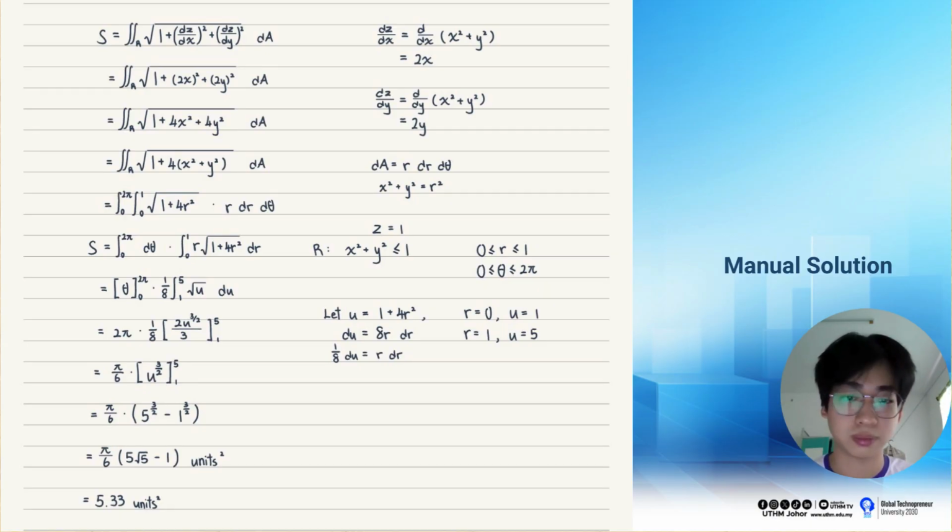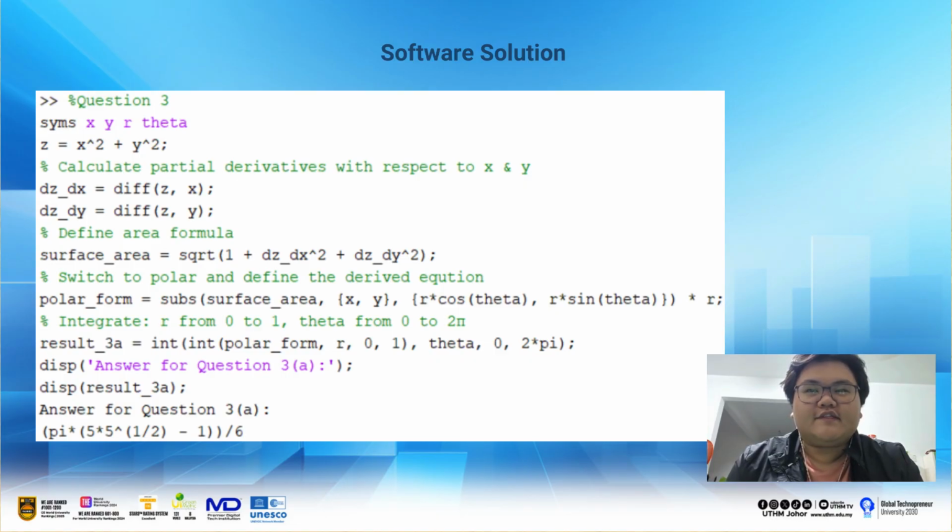5.33 units squared. For question 3, our first step is to declare the variables that we need to use for this question, which are x, y, r, and theta. The next step is to define our z equation, and then after that we need to do the partial derivatives dz/dx and dz/dy. After that we need to define the formula for the surface area, and then before we do the calculation we need to change it to the polar form so that it can be calculated more easily.